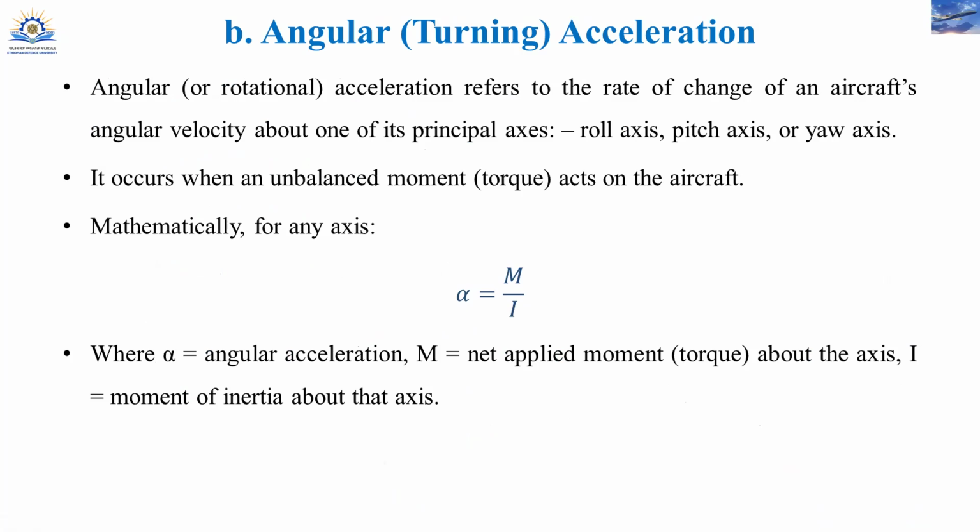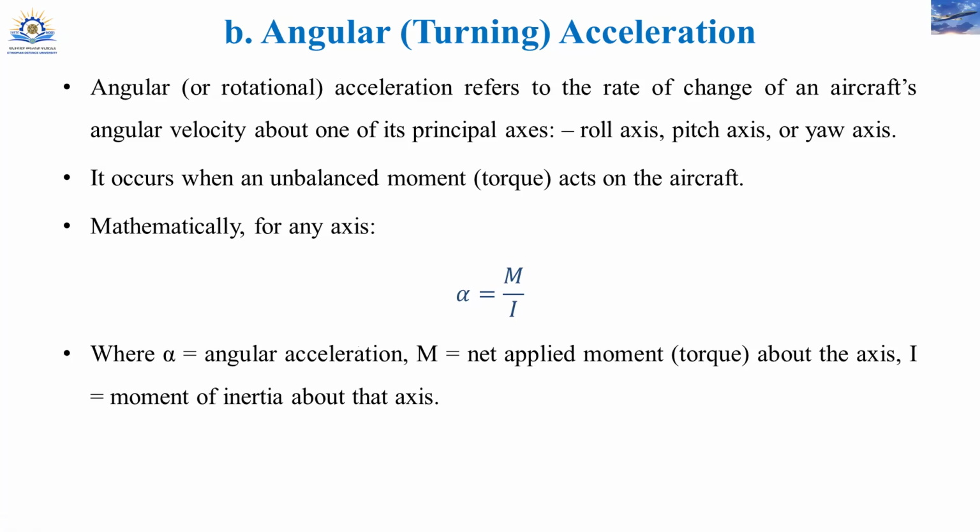So angular or turning acceleration is another important one. It refers to the rate of change of an aircraft's angular velocity about one of its principal axes. There are three axes: longitudinal axis, lateral axis, and vertical axis. There are roll, pitch, and yaw motions about those three axes. The roll will take place about the longitudinal axis. About the aircraft's longitudinal axis, the aircraft will make rolling.